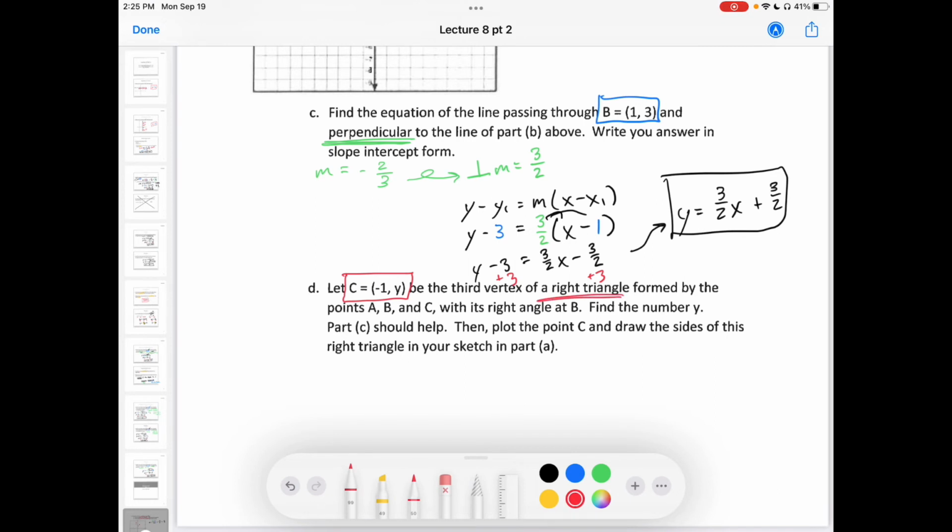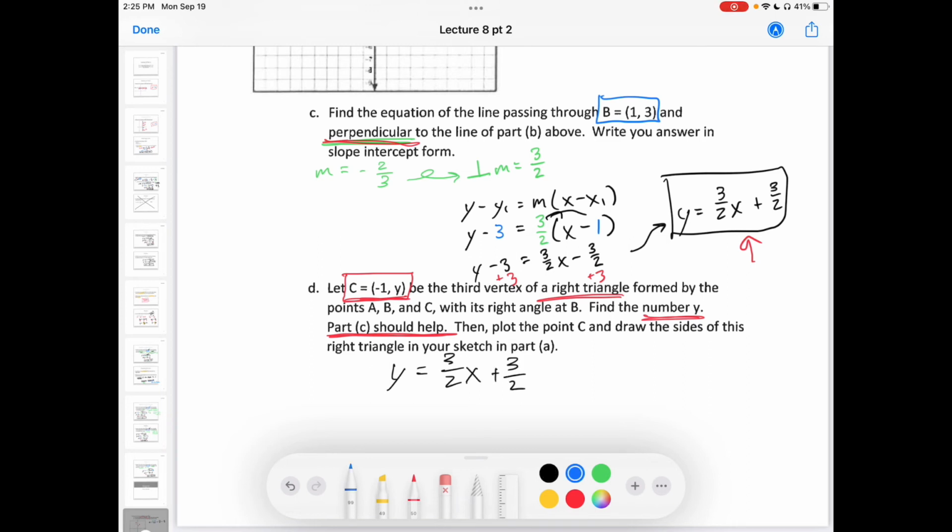That point C is at negative 1, y. So I want you guys to think about points, because that point tells us something important. Notice it also says that we're finding that number y, and it says that part C should help. So what did we find in part C? Well, we found that equation up there, y equals 3/2 x plus 3/2. So that should help us find our solution.